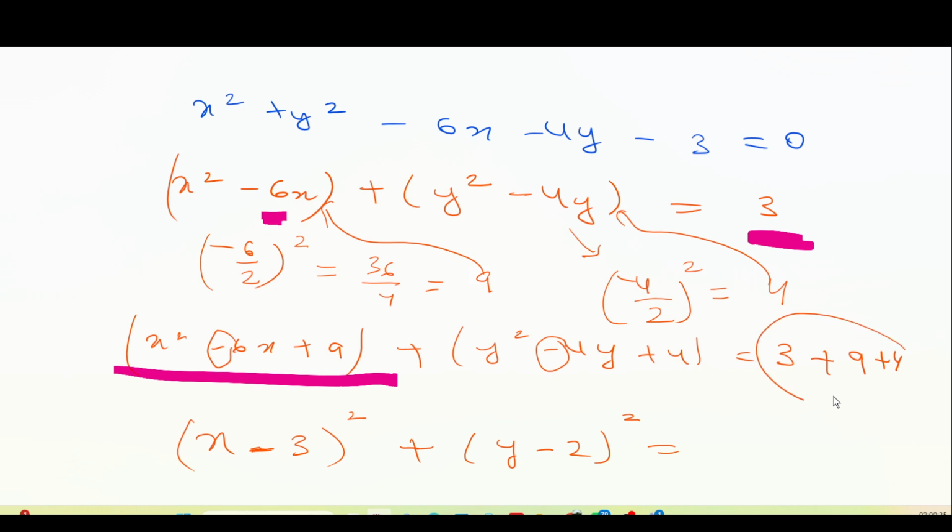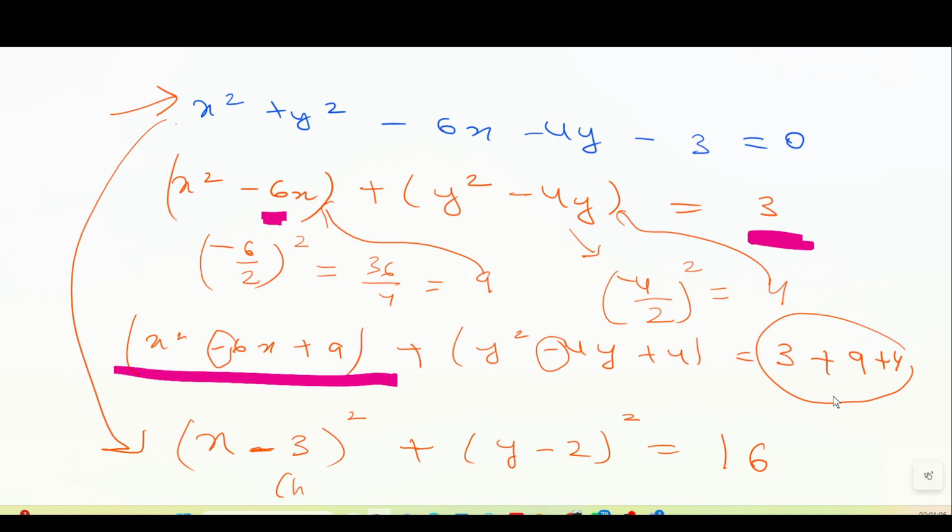And now we'll just add this. So 9 plus 4, 13, plus 3. So we will get 16 on this side, okay? So this is how we can convert a general form into standard form. Is this clear? Okay.